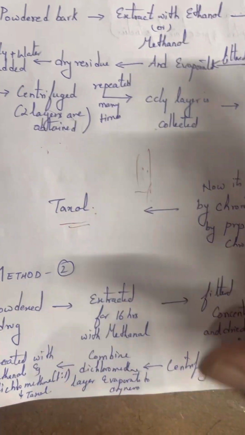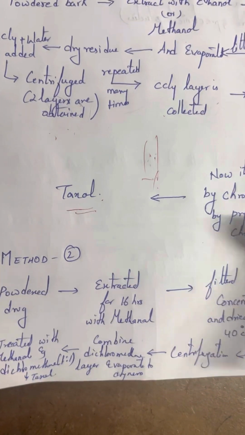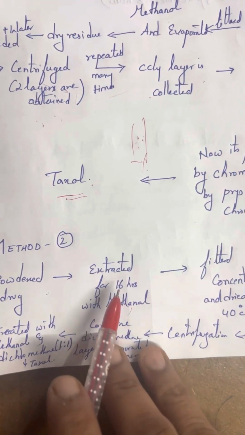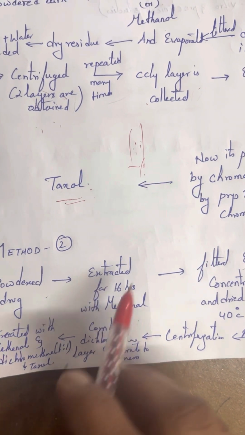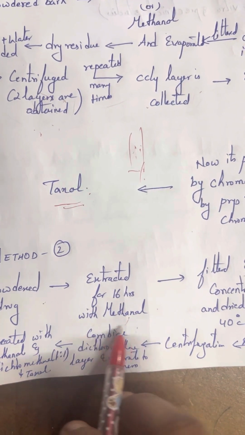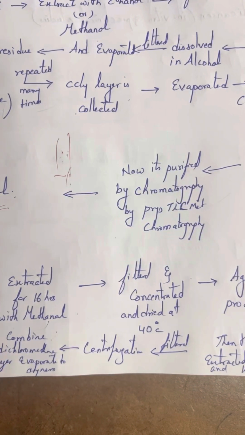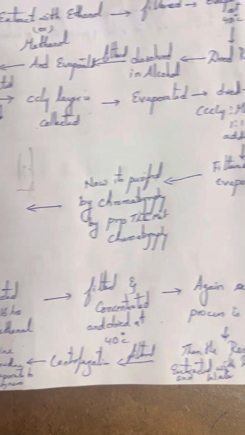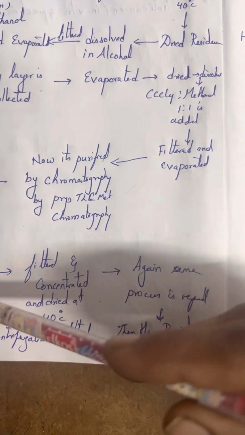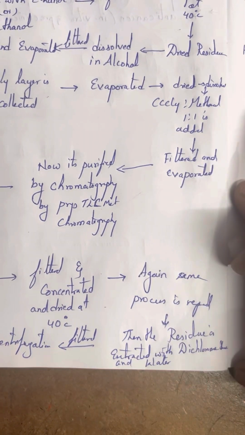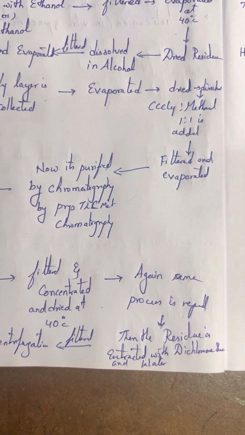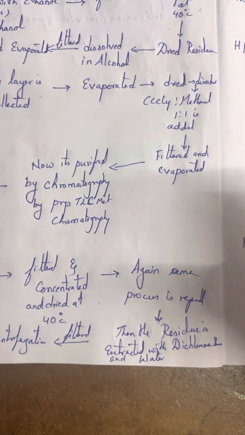The second method is somewhat similar to method 1. The powdered drug is taken and extracted for 16 hours with methanol. Then it is filtered, concentrated and dried at 40 degrees centigrade. The same process is repeated: you again add methanol, extract for 16 hours, filter, concentrate and dry at 40 degrees.